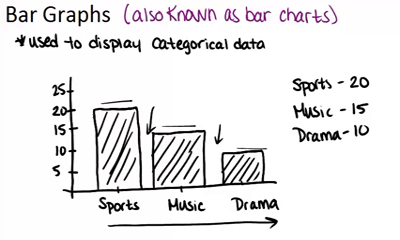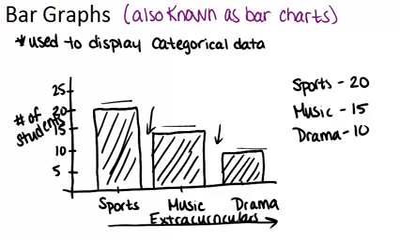The last thing that you should do is label your axes with what they represent. So we would say our x-axis is our extracurriculars, and our y-axis is the number of students.